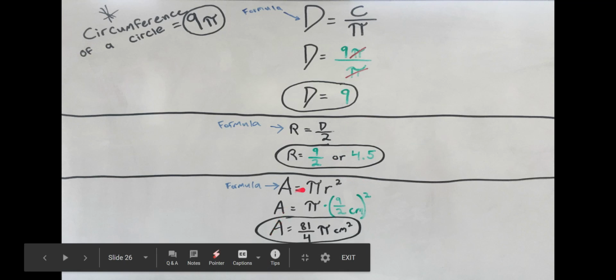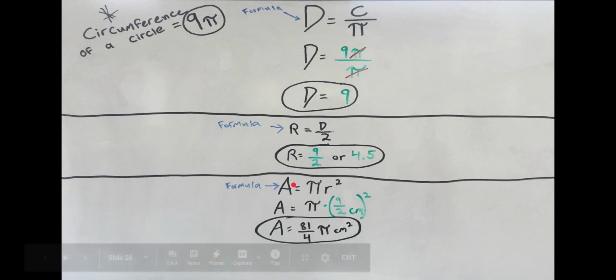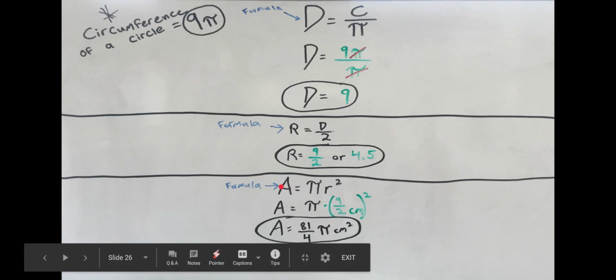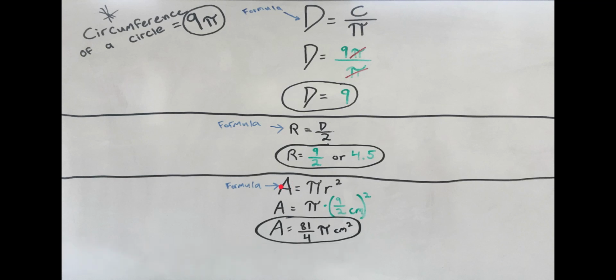Now that we have the diameter, we know what our radius is. Now we can find out what our area is. The formula for area of a circle is A equals pi r squared. Formula for area of a circle is A equals pi r squared.